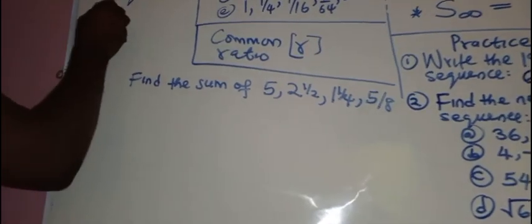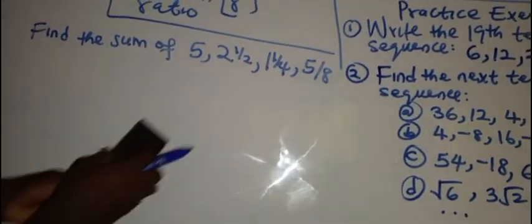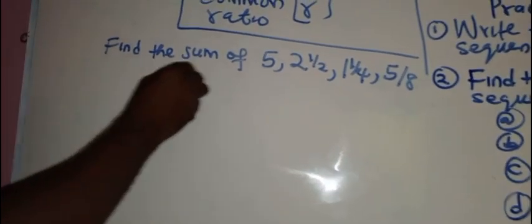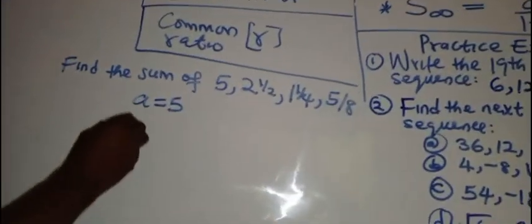I will write it here. Let me just work it here. Our first term is 5. The first term. This is the second term. Because the first term, A, appears in the formula, we then need to calculate the common ratio.